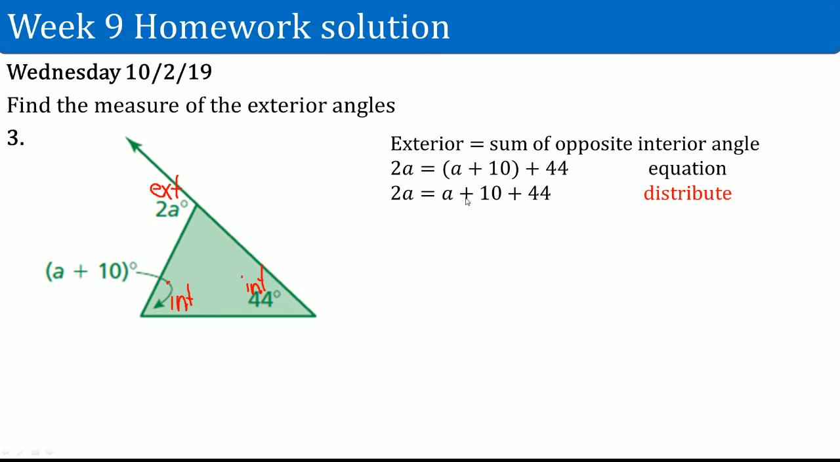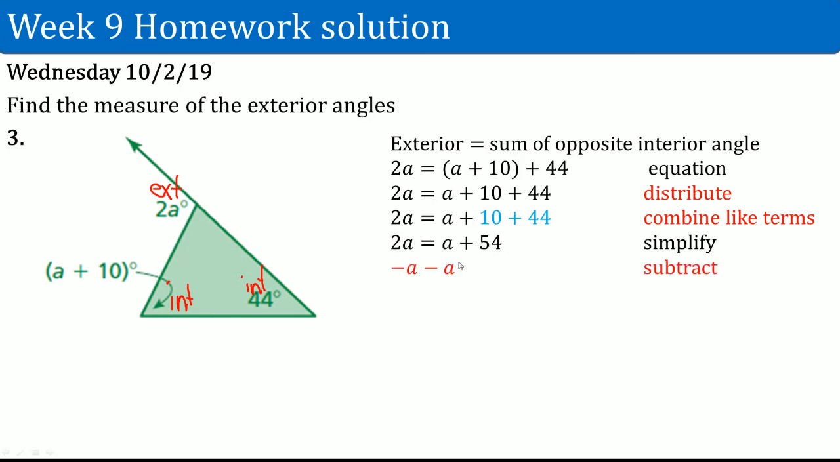Distribute. This just becomes A plus 10. Combine like terms. 10 plus 44 becomes 54. I see an A here and an A here, so I'm going to get the variable by itself by subtracting A. Why do I subtract A? Because you're removing the smallest variable. That should cancel out, leaving you with A equals 54. 2A minus A becomes A. You do not move the 54. You move the variable, since you had a variable on both sides. So A here is 54.